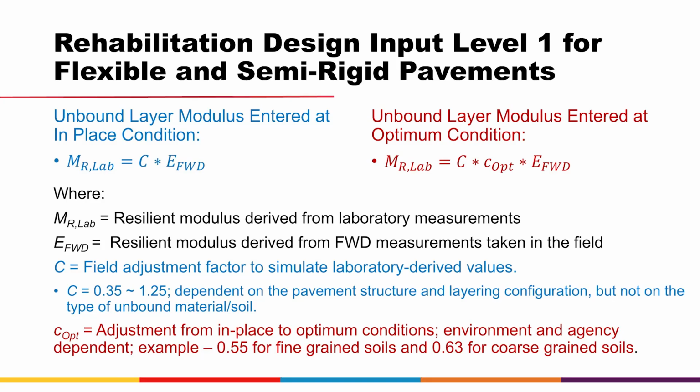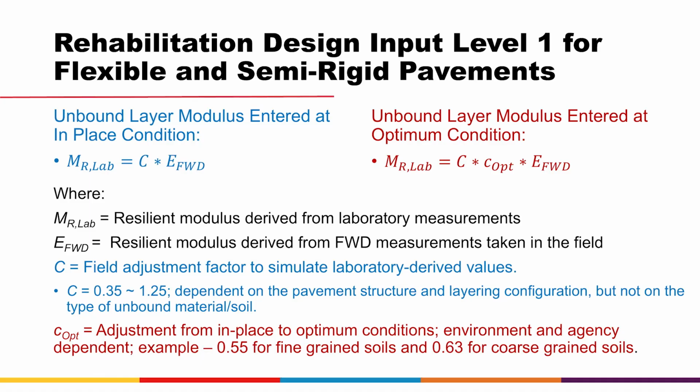From the previous slide, the C factor converts or translates the back-calculated elastic layer modulus of unbound layers to a laboratory equivalent resilient modulus at the same volumetric conditions during deflection testing. The C factor ranges from 0.35 to 1.25 for subgrade soils and aggregate base layers depending upon the pavement structure, but is not material or soil type dependent. Understand the C factor does not convert the back-calculated elastic modulus values at the in-place volumetric condition to optimum conditions.